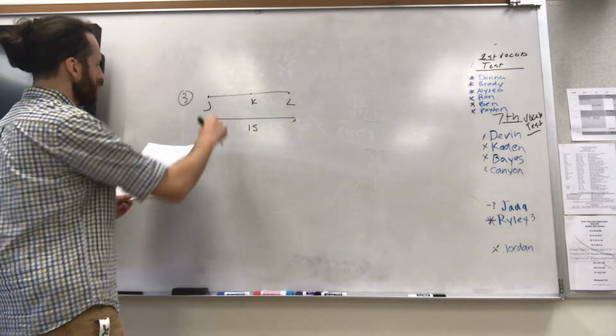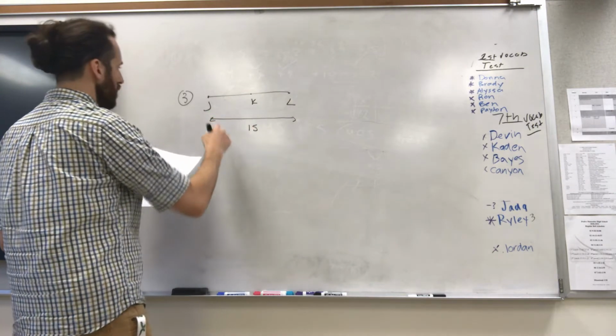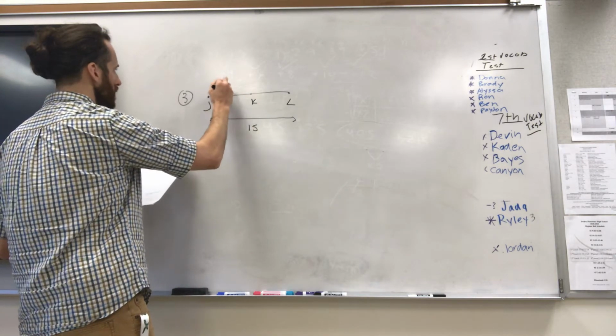Then it tells me JK and KL, their values. So JK's value is x plus 2.